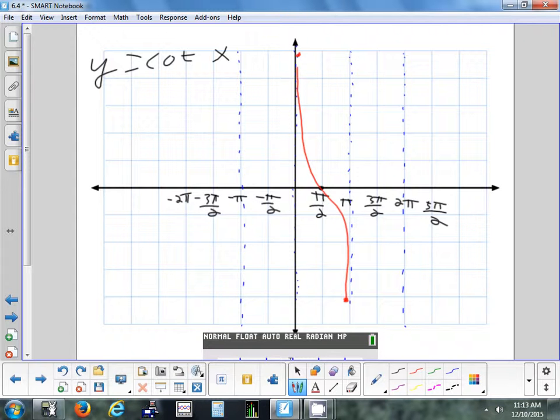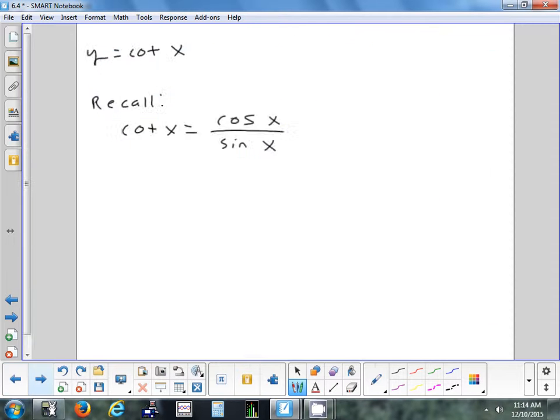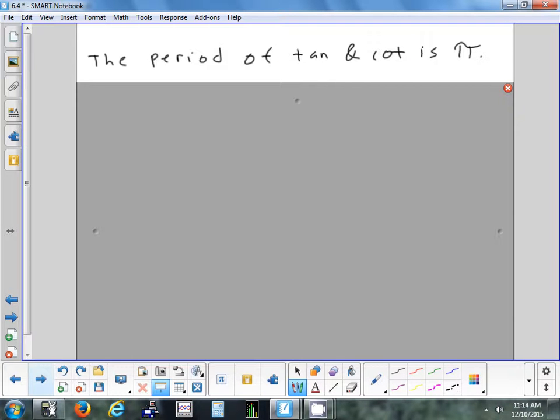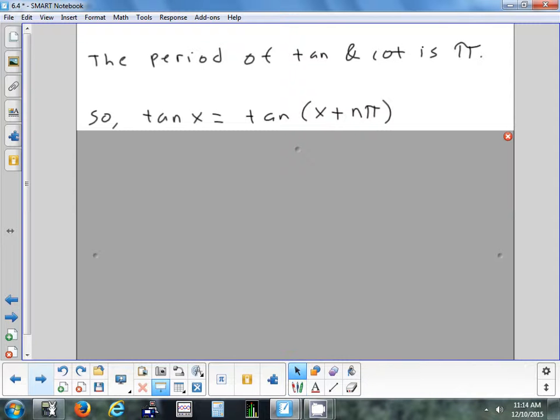Okay? So for cotangent and tangent, you only need to go pi radians, or 180 degrees, to see a full section. Same thing here. Pi over 2 to 3 pi over 2, that's a difference of pi radians. All right, so the natural period for tangent and cotangent is a little shorter than sine and cosine. It's just pi. And another way we can say that as an equation is that tangent of any value is equal to tangent of that same value plus or minus any multiple of pi.